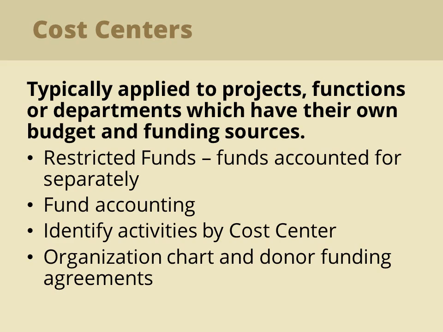This is known as fund accounting and requires care when setting up accounting systems to identify and separate the necessary information. In such circumstances, it may be appropriate to identify activities within an organization by cost center or activity or budget center. The starting point for deciding on a cost center structure is the organization chart and donor funding agreements.